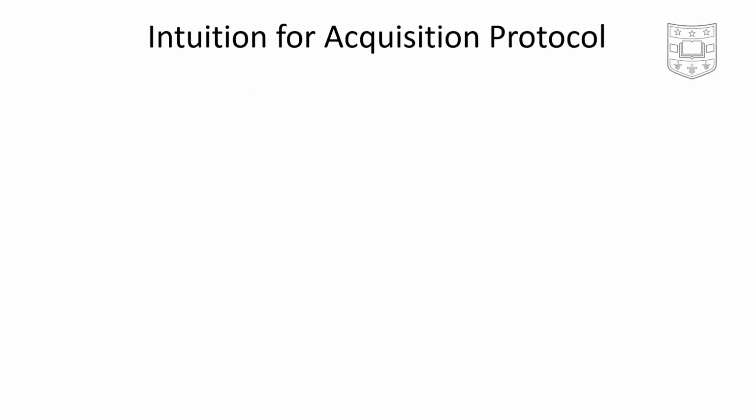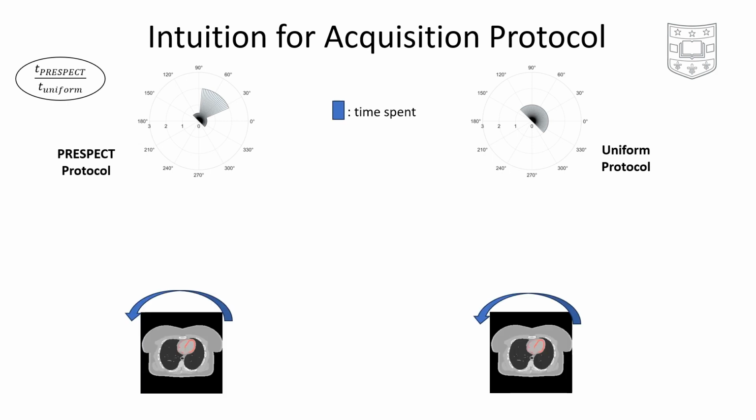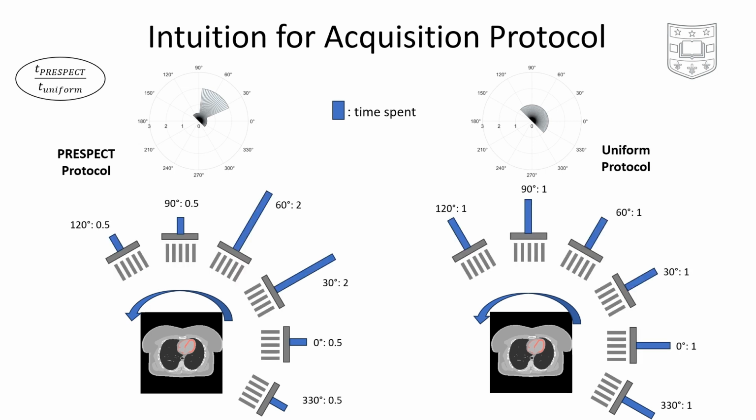We now provide some intuition for what the PRESPECT protocol looks like for a given patient. If we have a PRESPECT protocol and a uniform or conventional protocol, where the PRESPECT protocol is represented as a ratio of the amount of time that our method would prescribe divided by the amount of time spent by a uniform method, then for a given patient, we can observe with this animation that PRESPECT spends a heterogeneous amount of time across the projection views, focusing time on specific views, whereas the uniform protocol distributes this time evenly.